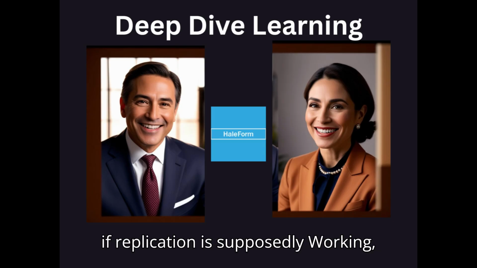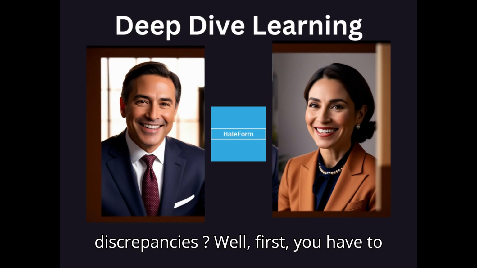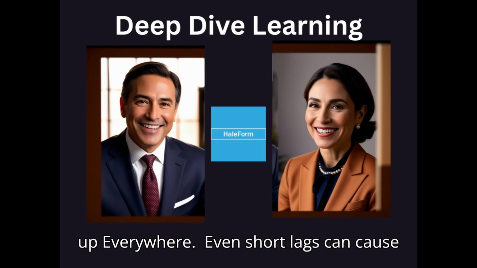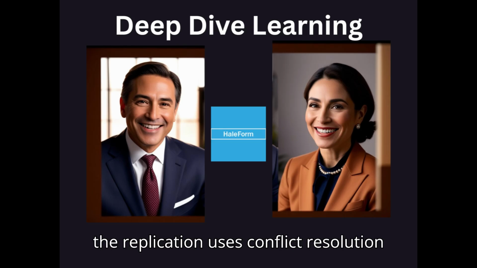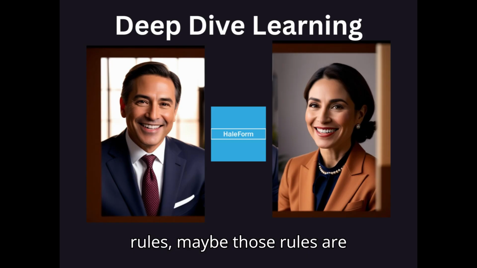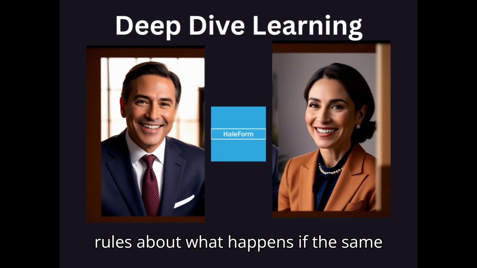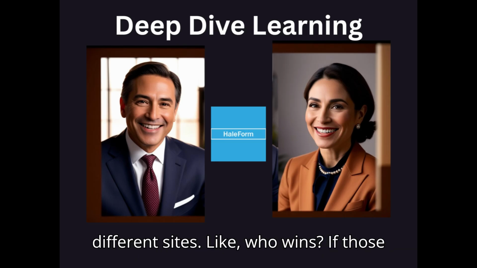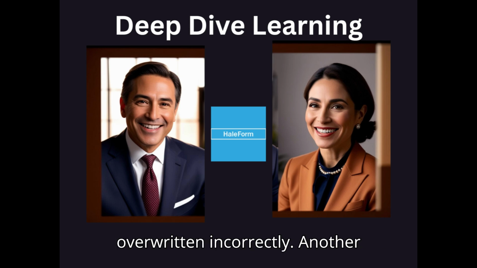So if replication is supposedly working, what causes these kinds of discrepancies? Well, first, you have to be sure replication is truly caught up everywhere. Even short lags can cause temporary mismatches. But beyond that, if the replication uses conflict resolution rules, maybe those rules are misconfigured. Conflict resolution? Yeah, rules about what happens if the same object is changed simultaneously at two different sites. Like who wins. If those rules aren't set up right, data can get overwritten incorrectly.